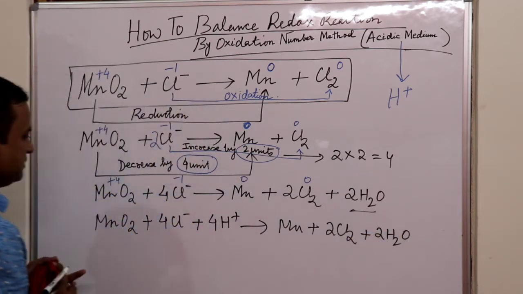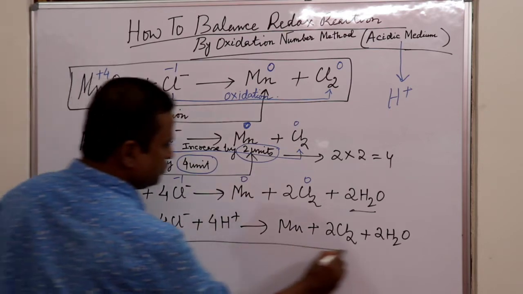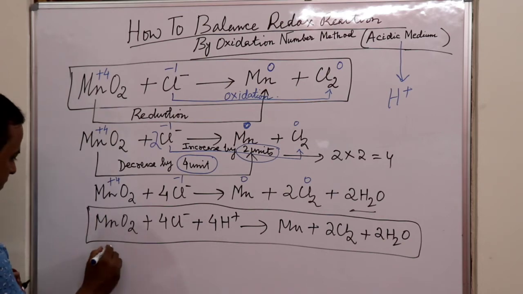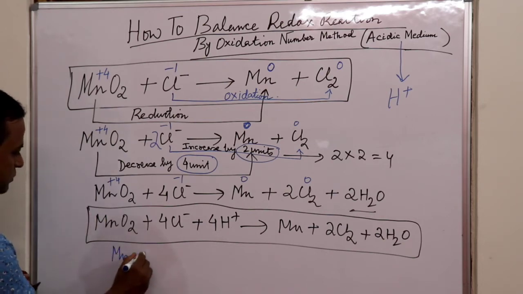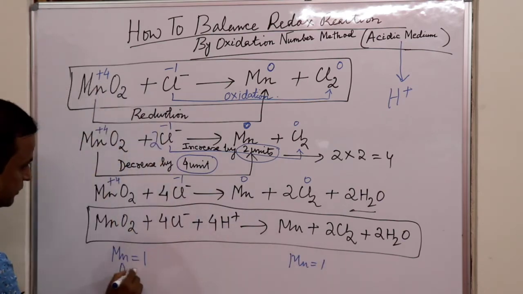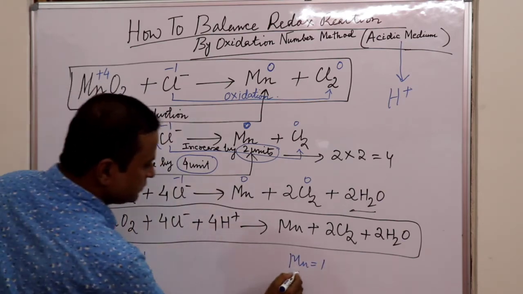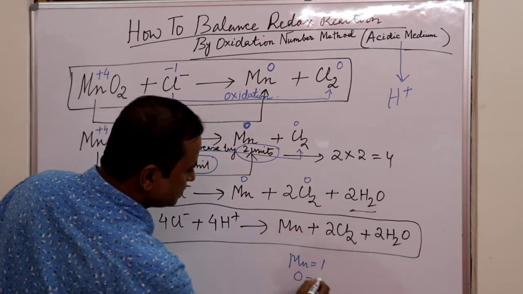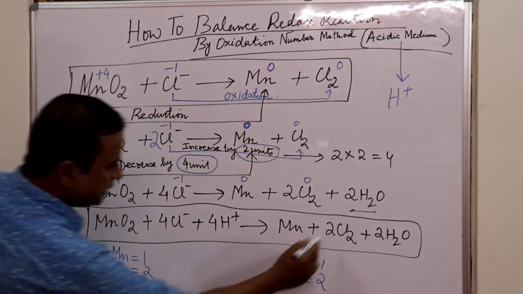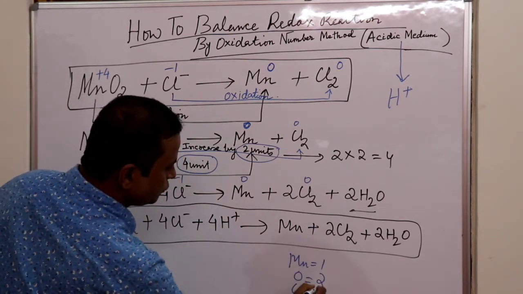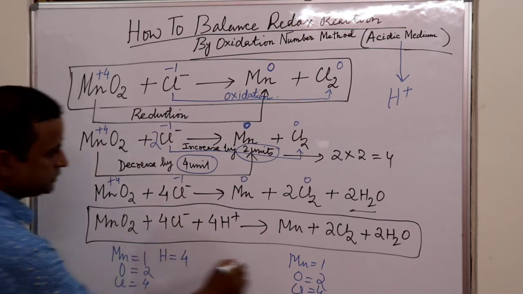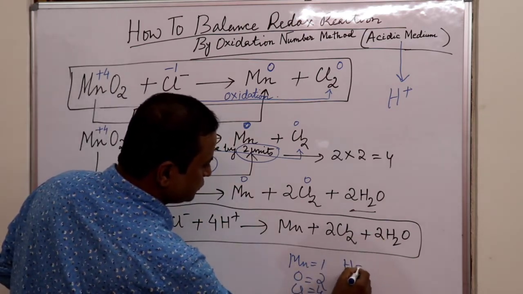So this is the final equation, but we have to check whether it is balanced or not. See, Mn on this side is 1, on this side also Mn is 1. Oxygen, there are 2 oxygen on the left and 2 oxygen on the right. Let's check chlorine. There are 4. Here also chlorine, 2 into 2, 4. Now hydrogen, there are 4. Here also 2 into 2, so hydrogen is 4.